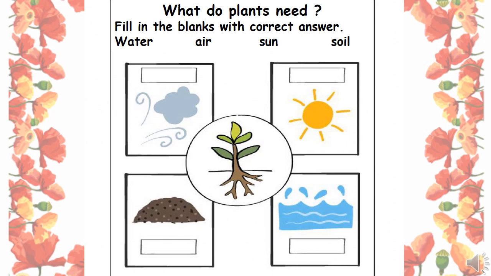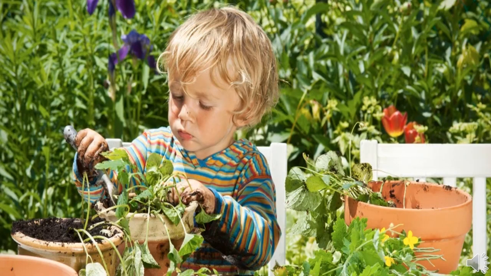Children, if you are growing your own plant, there are some things which you have to take care of. What do plants need? Fill in the blanks with the correct answer. The options are water, air, sun, and soil. You have done this before in the last video. You can also sow the seeds and grow your own plant friend.